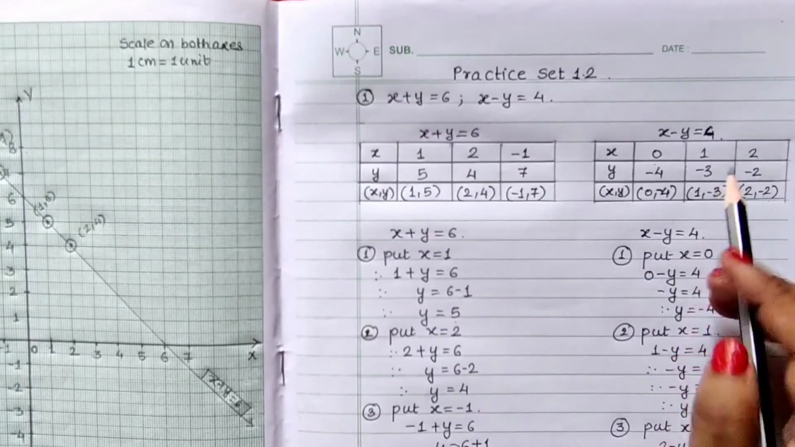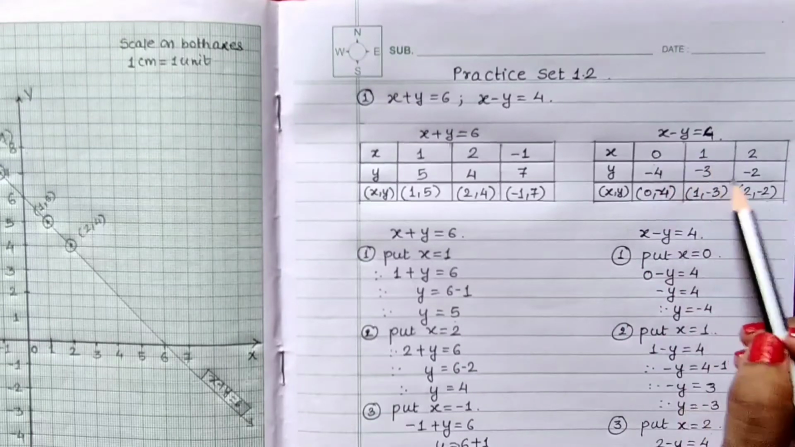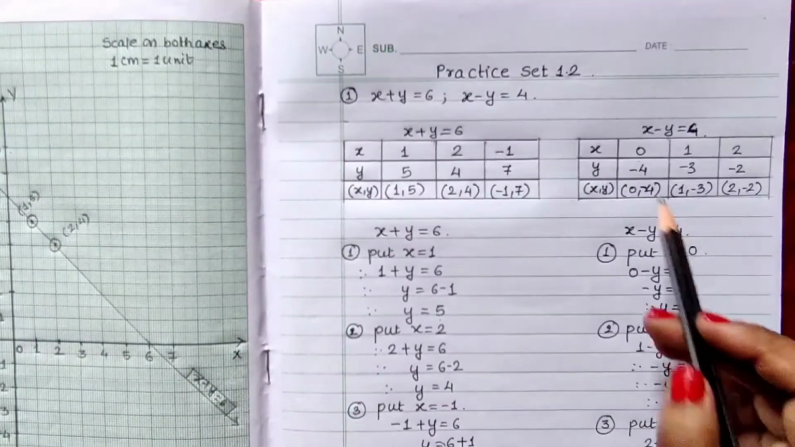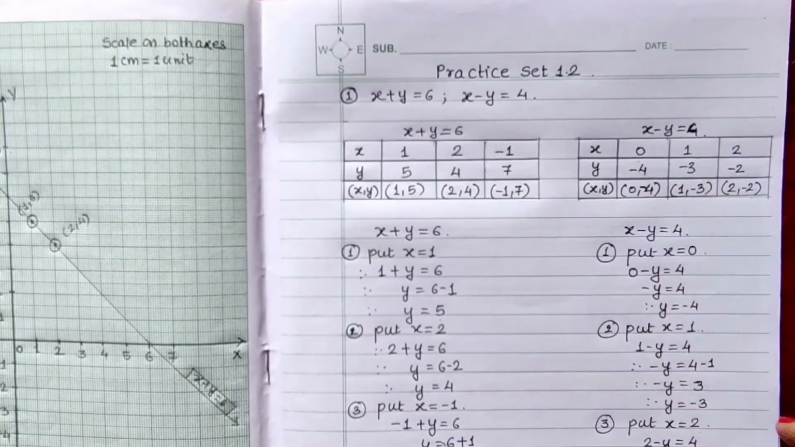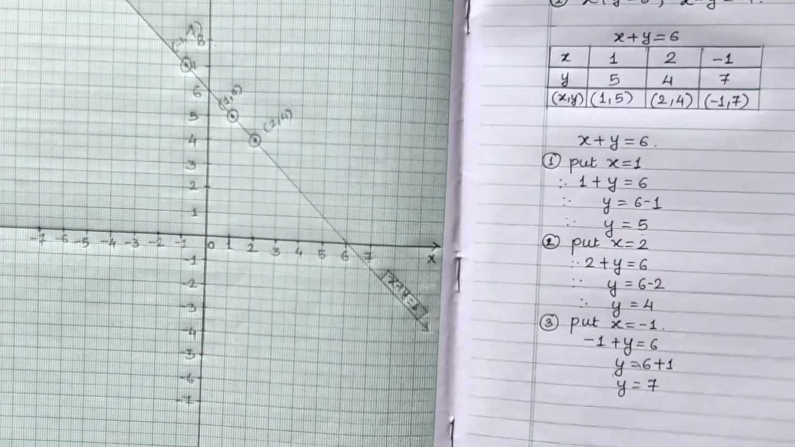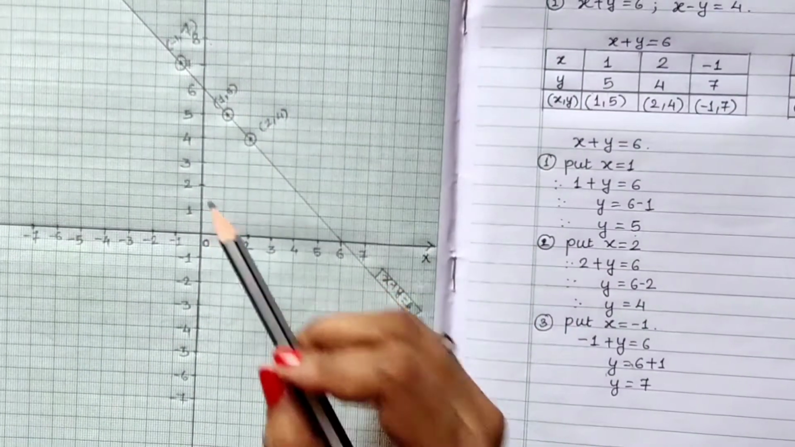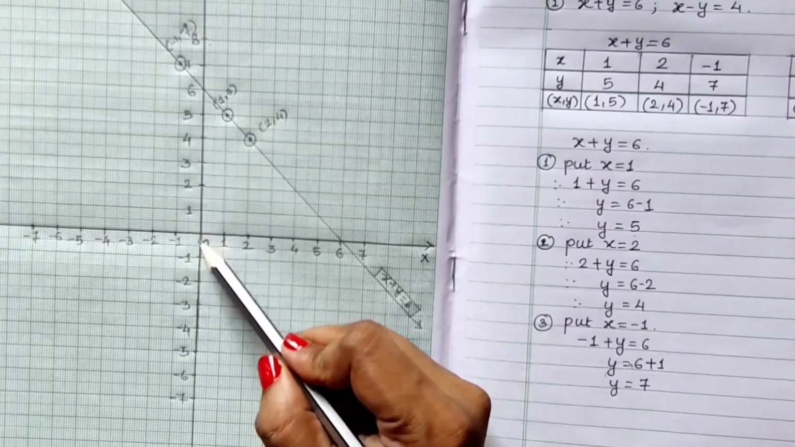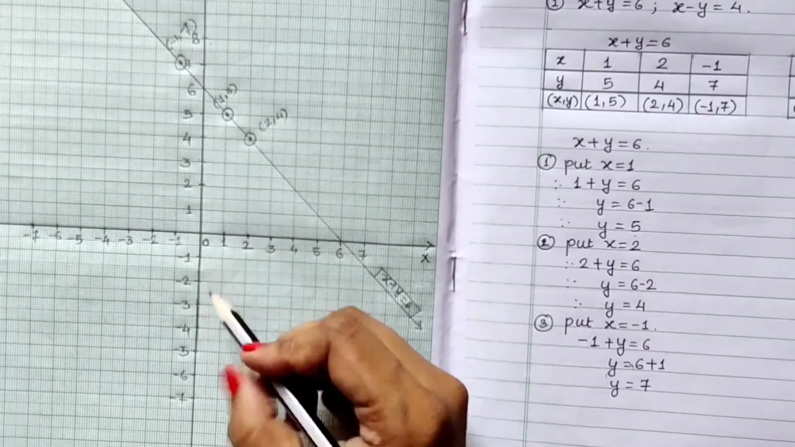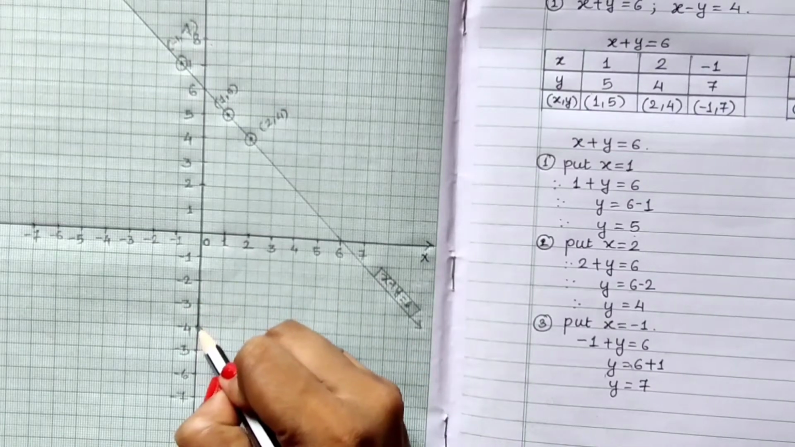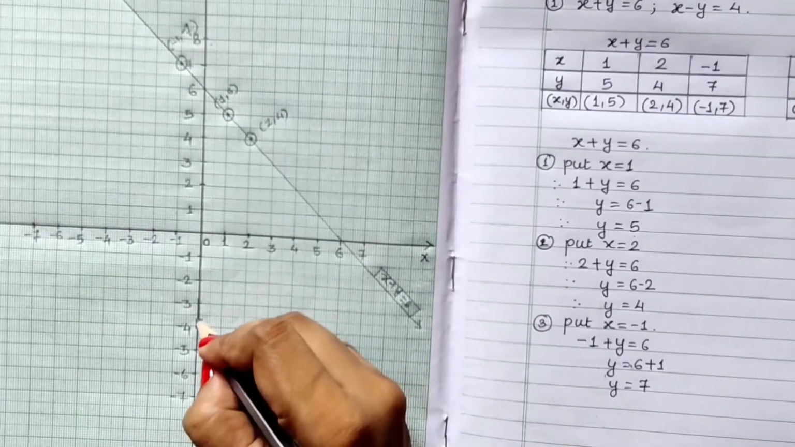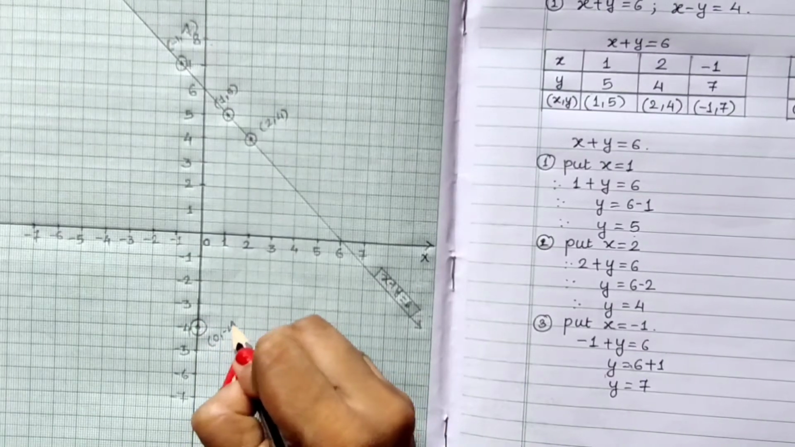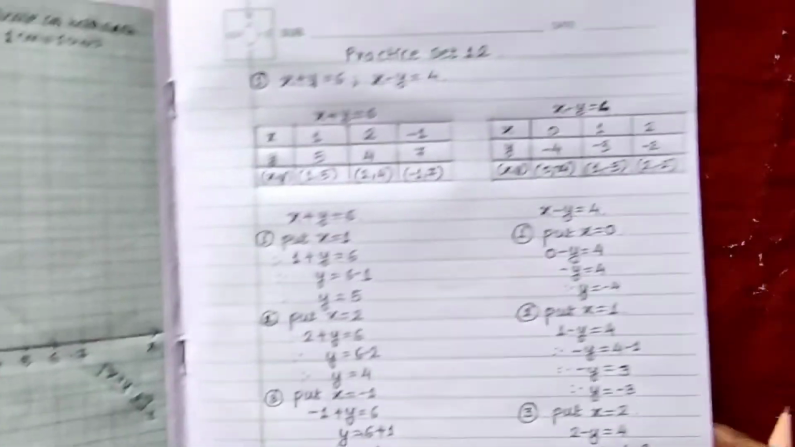For drawing the line of this equation we will have to plot these points. So the first point is (0, -4): 0 on the x-axis and -4 on the y-axis. It will be on the y-axis only. So from 0 on the x-axis we will go till -4 on the y-axis. From 0 till -4, this is the point (0, -4). Now let us see the next point.